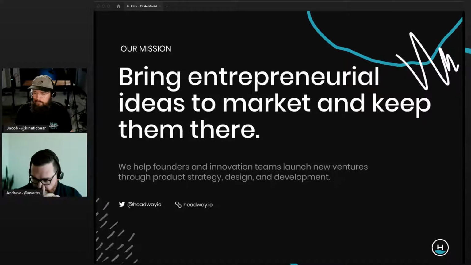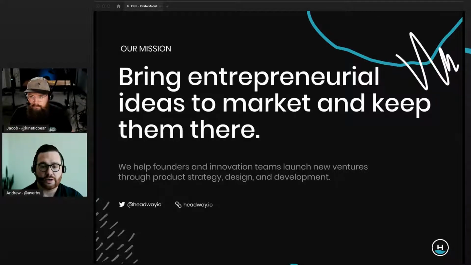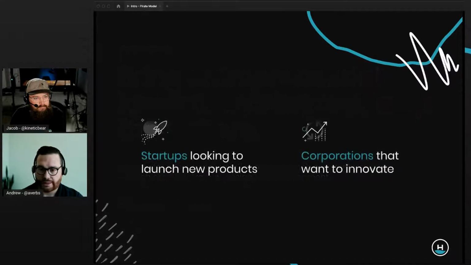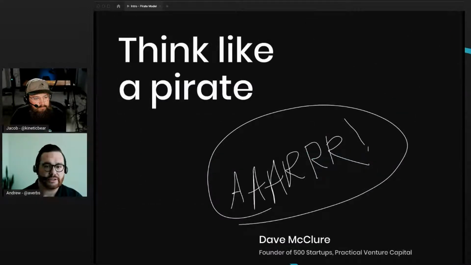And so today, we're excited to talk about this growth framework that helps you really keep it there, like figure out where to start, where to focus your efforts when you're thinking about your product, and what to do next. Of all the bugs and features that come up, how can you start to think through what's the most important thing for your team to focus on, design, development, product strategy wise. And so this helps create alignment on your team. And just the subtext here, we help founders and innovation teams launch new ventures through product strategy, design, and development. And that's startups looking to launch new products, that's corporations that want to innovate.